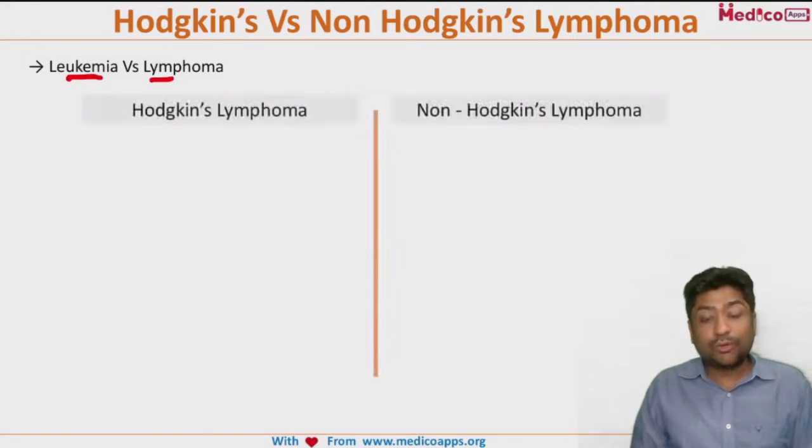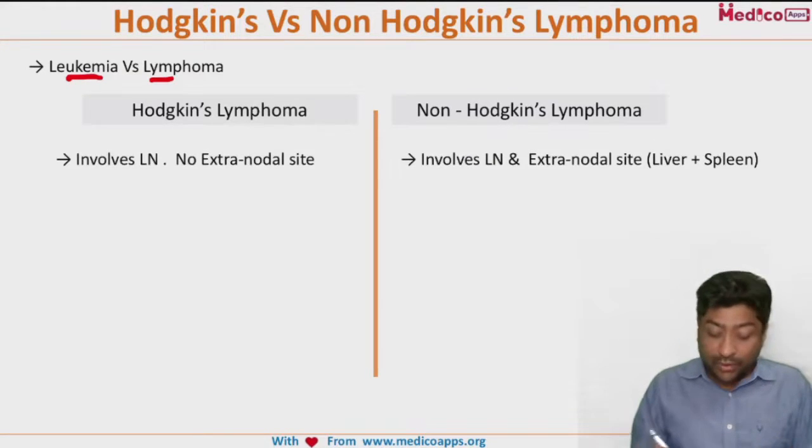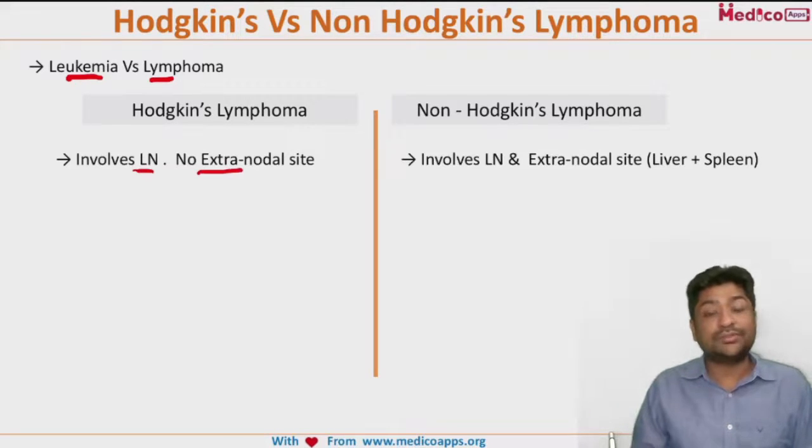When we talk about lymphoma, it can be Hodgkin's lymphoma and non-Hodgkin's lymphoma. Now, there are some very basic differences between Hodgkin and non-Hodgkin. Let's look at them one by one. So first, remember that Hodgkin lymphoma only involves lymph node. So you don't have any extra nodal sites, whereas non-Hodgkin's lymphoma will involve both nodes as well as liver and spleen. Even extra nodal sites involvement is seen in non-Hodgkin's lymphoma.